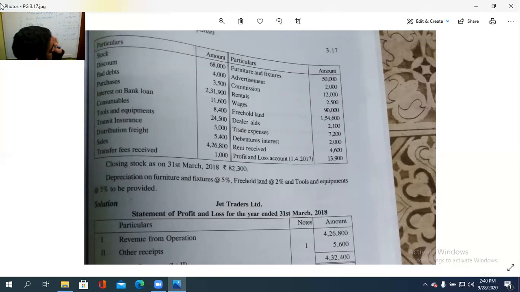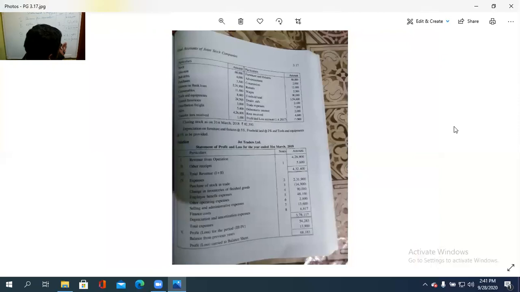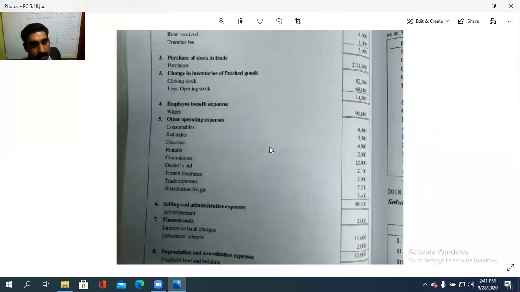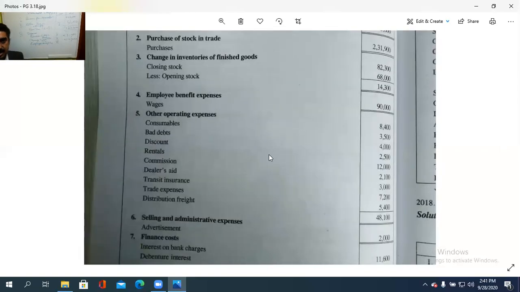Due to the size of the board, I can't write this, because if I write this, then I need to remove the entire thing. See, check the employee benefit expenses. Wages 90,000. So that 90,000 comes here. Okay. Then next is the fifth one. What is that? Other operating expenses. That is the fifth note.